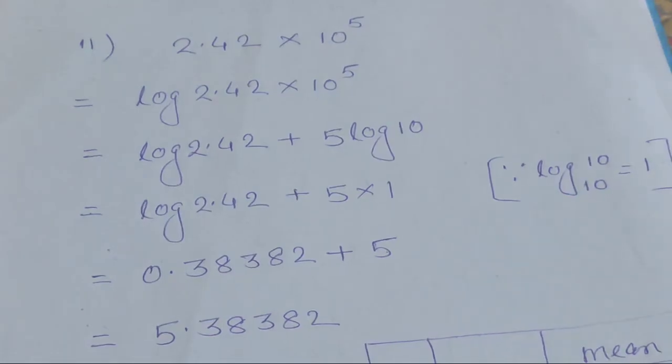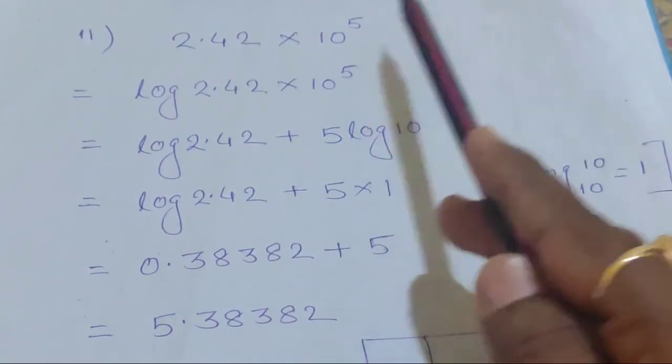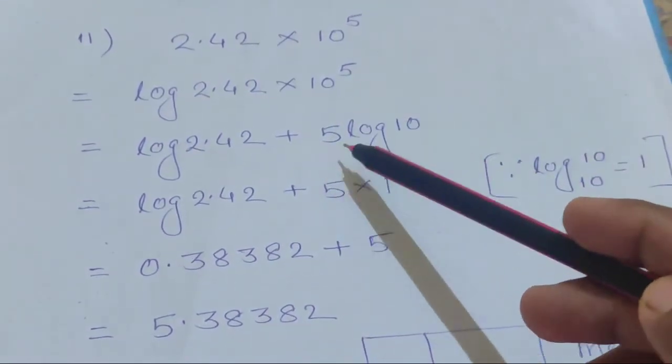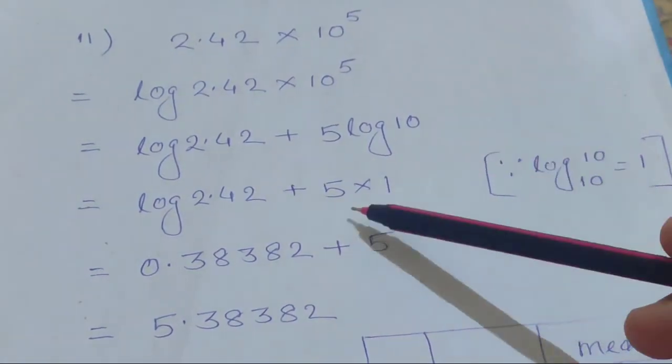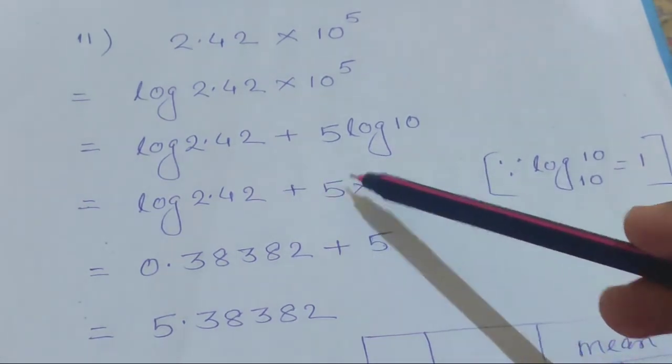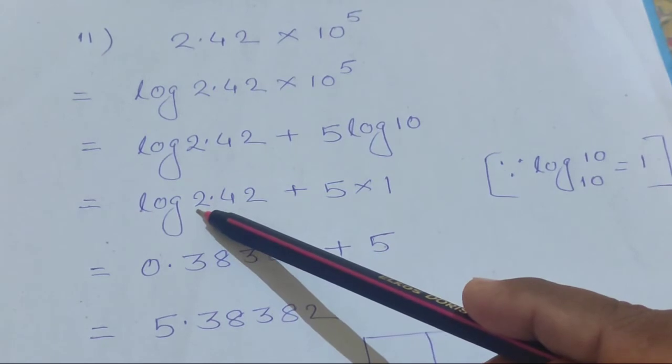Let's try another sum. We want to find the log of 2.42 into 10 to the power 5. So 10 to the power 5 will become 5 log 10, and as I told you, log 10 is 1. So this will be 5. So I got my characteristics. Here, before the decimal there is one digit, so there is no need to adjust.